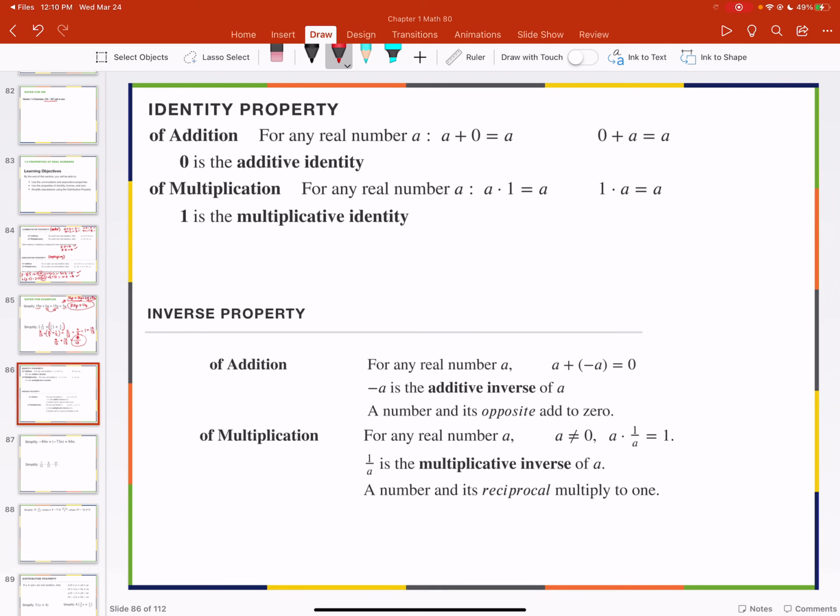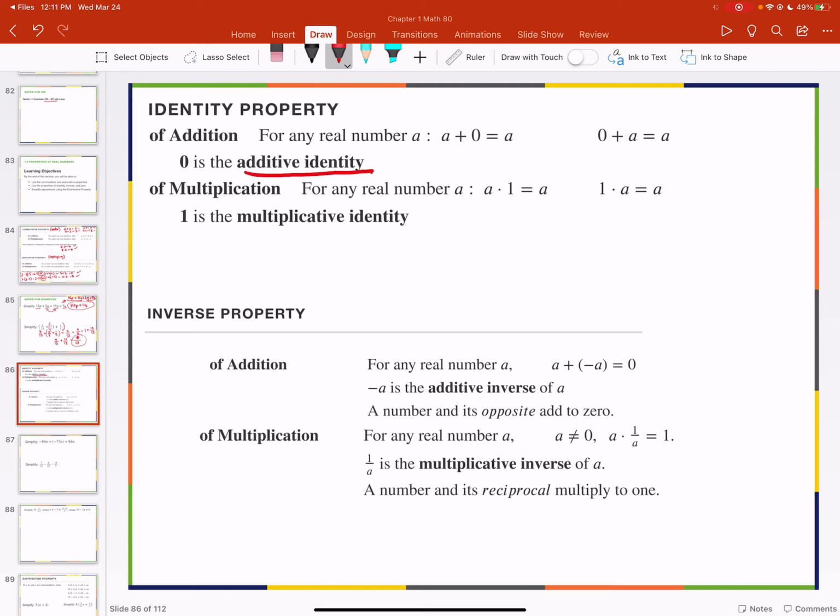Here's another property, the identity property. You can think of it as an element or number that does not affect the original, depending on what operation you're using, whether it's multiplication or addition. So what am I saying? Let's say you have a number and you add 0 to it. That doesn't change the number. It doesn't add or subtract anything, so the value remains the same. So 0 is what we call the additive identity.